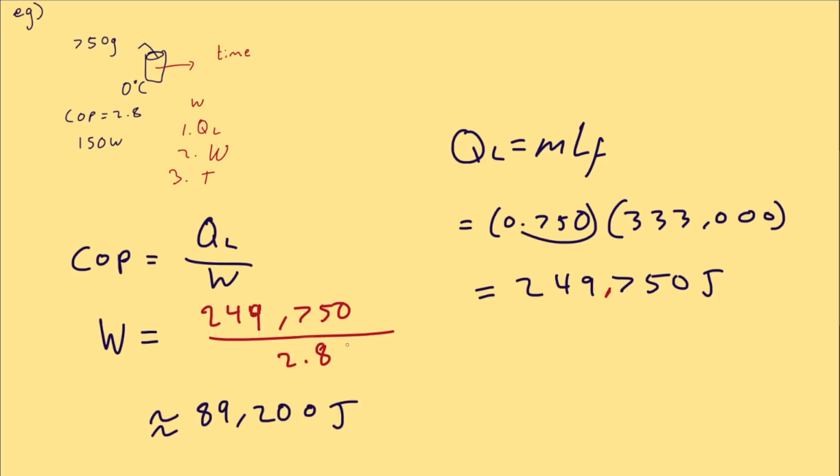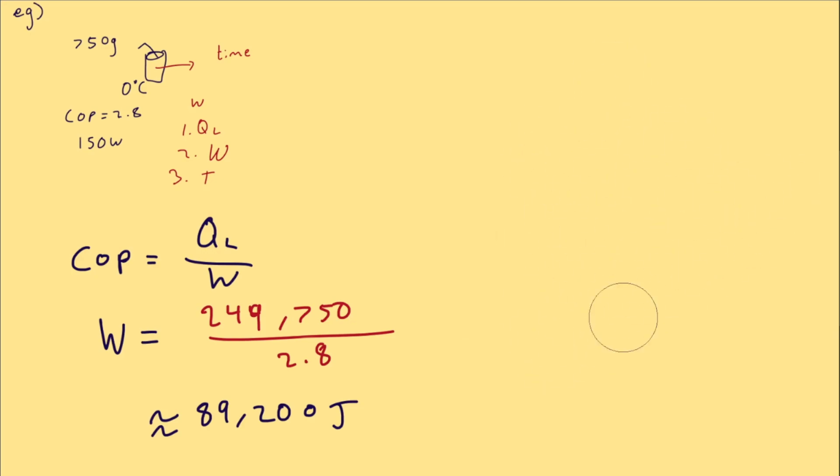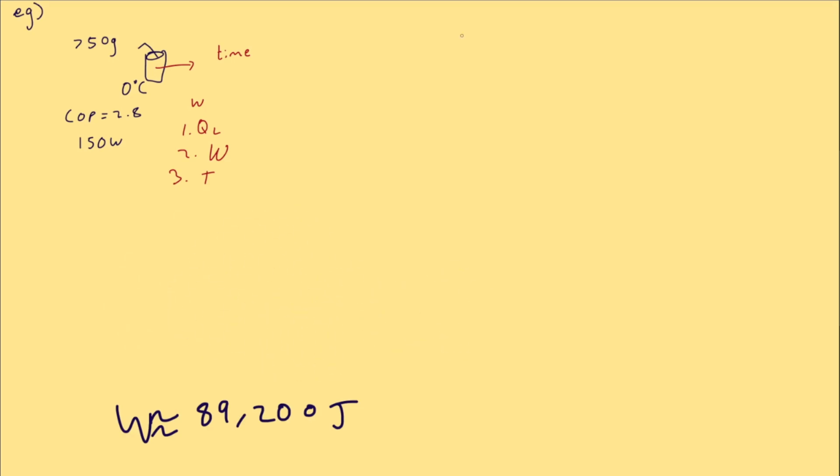And here's what we've been building up to. So first we found the QL because it's involved in our work formula. Second, we found the work that's done. And now we can use our work value to find the amount of power to find time. Why do we need work to find time? Because there's a formula that involves time and work, and that is power. Power is the rate at which work is done.